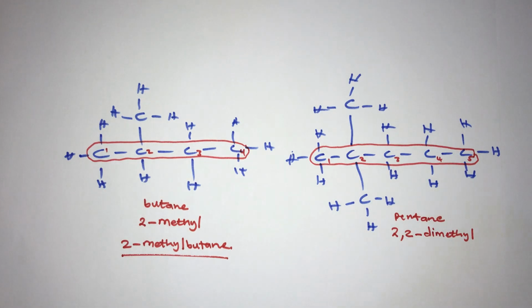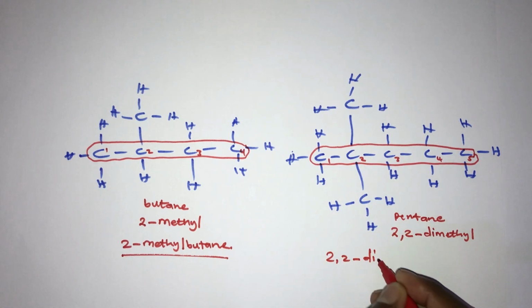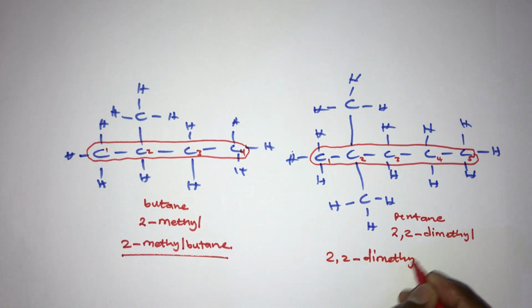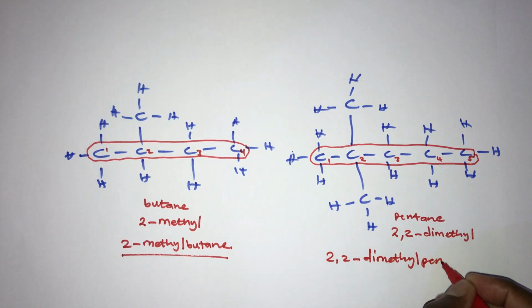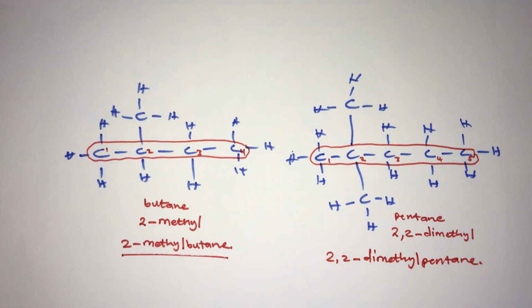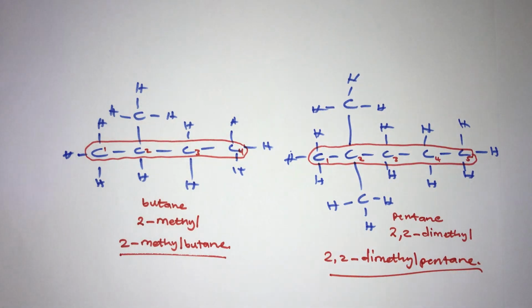So now we can combine the name starting with the branches 2, 2 dash dimethyl, then pentane. Just like that. So this is the name of that structure. Okay, let's try another one.